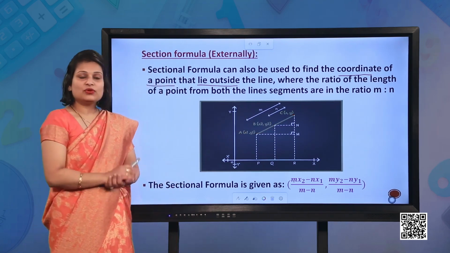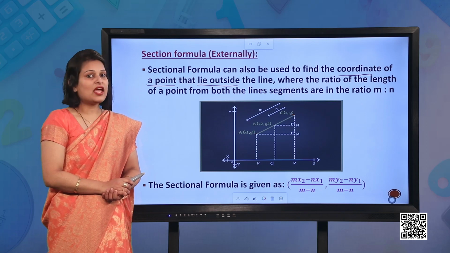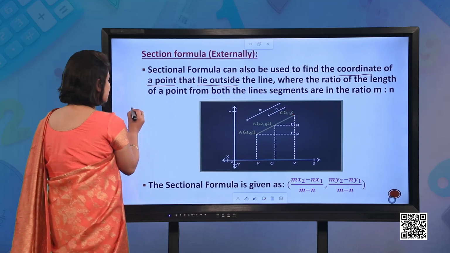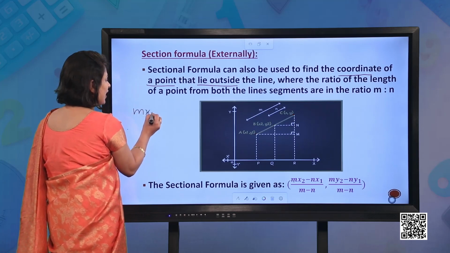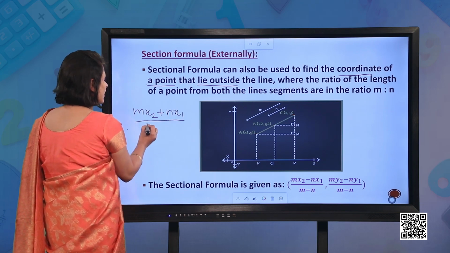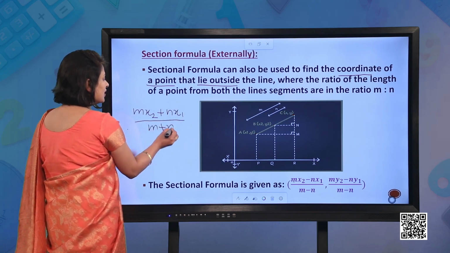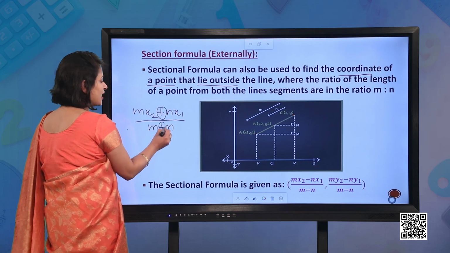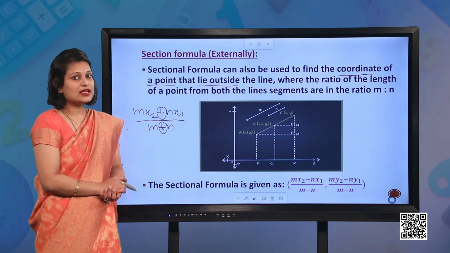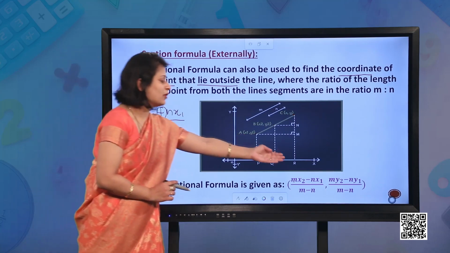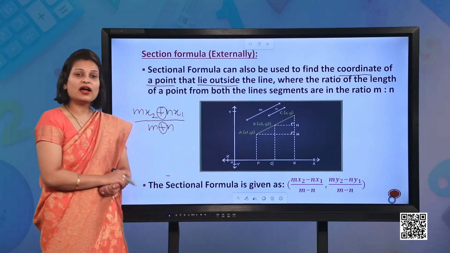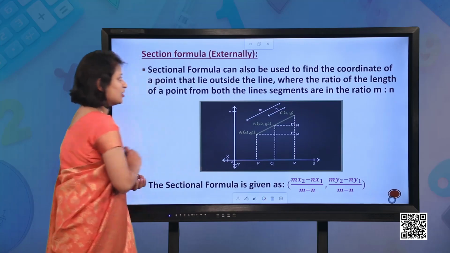It is very easy to remember this formula. For internal division, we used the formula (m x2 plus n x1) upon (m plus n). Simply replace the positive sign with a negative sign and you will get the coordinate of x. For y also, replace the positive sign with the negative sign. You will get the formula for external division.